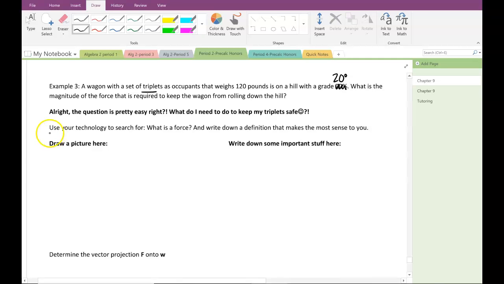So go ahead and use your technology and do some research. If you're not in physics, this is going to be a little bit challenging. If you are in physics, you may already know how to do this. Go ahead and search what is a force and write down some definition that makes sense to you, okay? So write it somewhere on here. Don't write down a fancy definition that won't help you understand what a force is, okay?